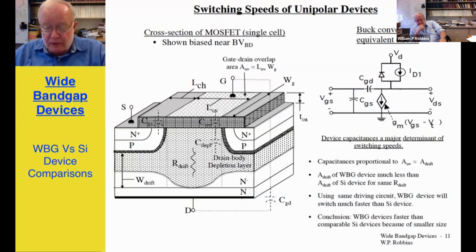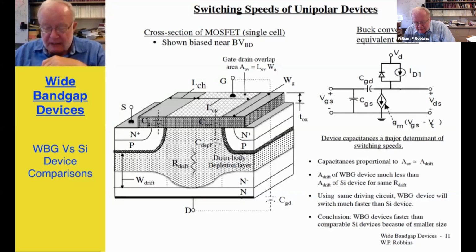If we assume that we're talking about, say, a very simple buck converter circuit, then we can make some analytical estimate if we wanted to of what the switching times would be. I'm not going to do that in this particular presentation, but I would point out that all of these capacitances are a major determinant of the switching speeds of the device.